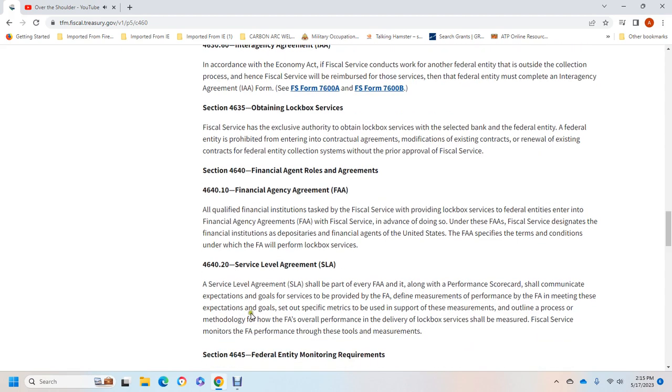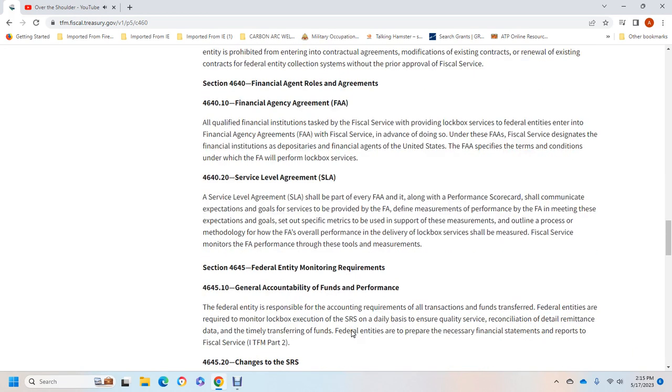The service level agreement should be part of the financial agency agreement, along with a performance scorecard that should communicate the goal of the service to provide the financial agent's definition, a finite measurement of performance of the financial agent meeting these expectations, the goals set out with specific metrics to be used to support these measurements, and an outline of the process and methodology for how the financial agent's overall performance with the delivery of lockbox services shall be measured. These are the tools of measurement if the financial agent performs.